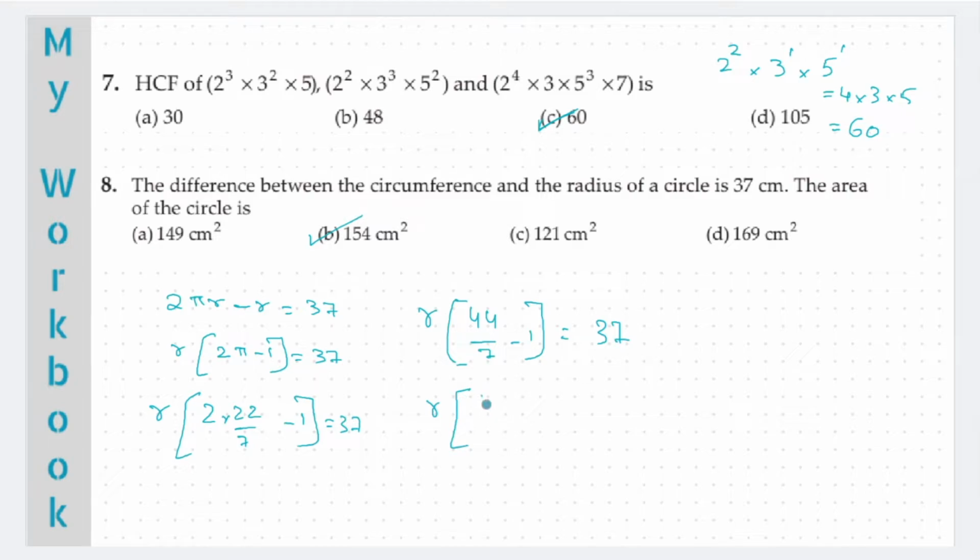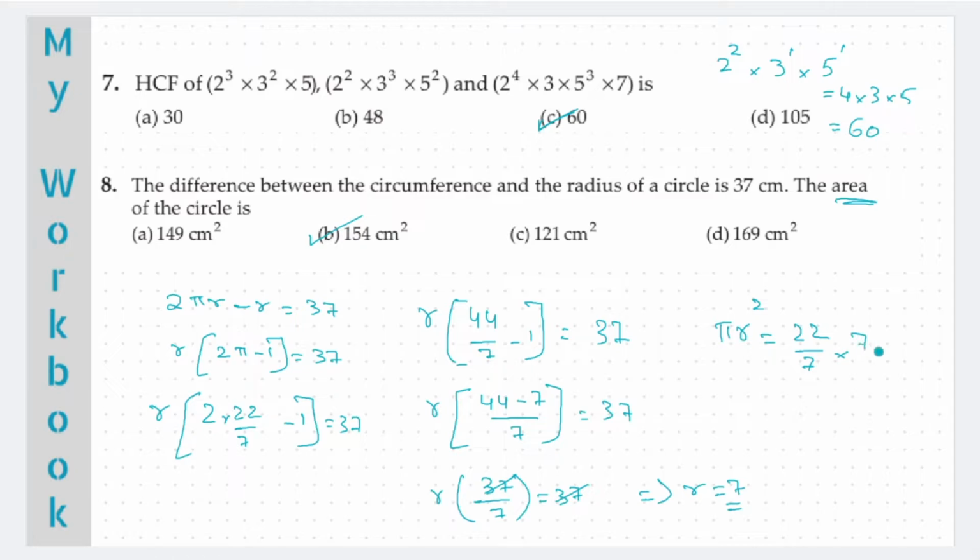So r into 44 minus 7 by 7 equals 37. R into 37/7 will be 37, which implies r is 7. But we need to find the area of the circle. Area is pi r square, 22/7 into r square. 7 into 22 will give you 154. So option B, 154 is the correct answer.